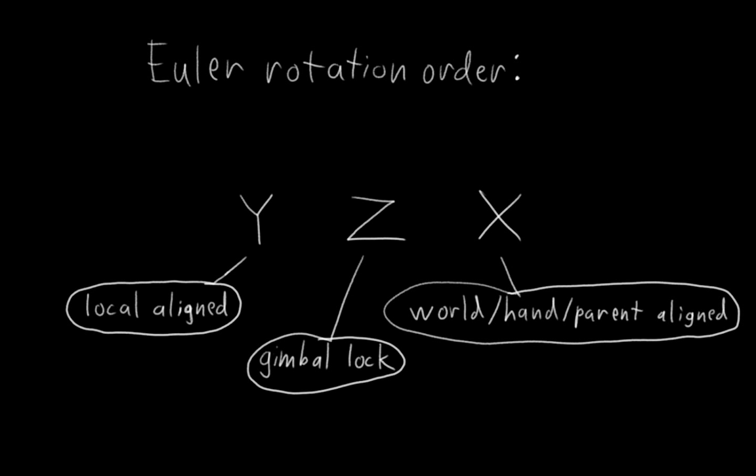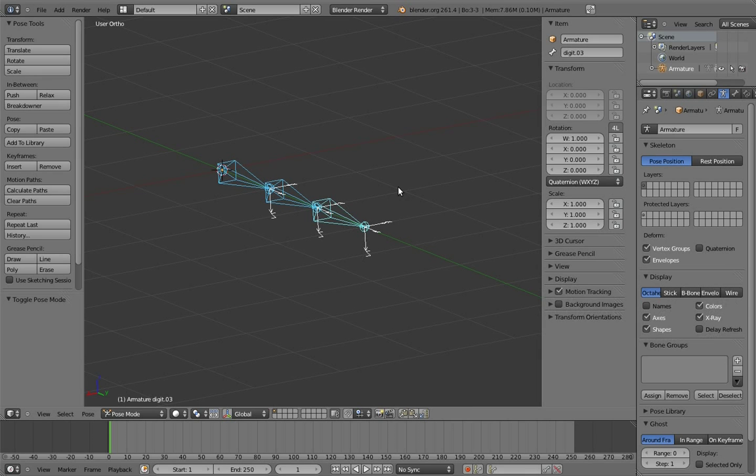That leaves the z-axis as the middle axis, which can cause gimbal lock. But since Z is the side-to-side motion of the finger, and fingers only rotate side-to-side so much, that's unlikely to be an issue. So set the bones to YZX Euler.